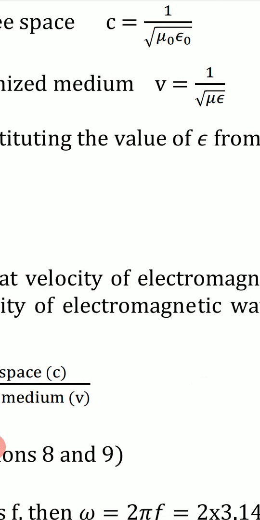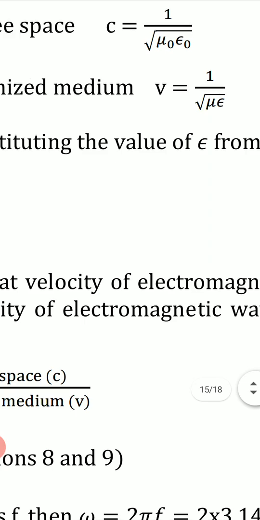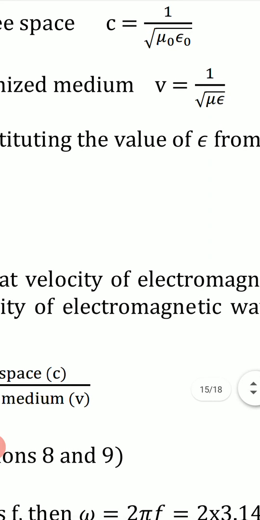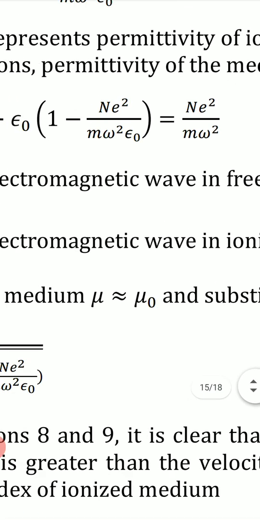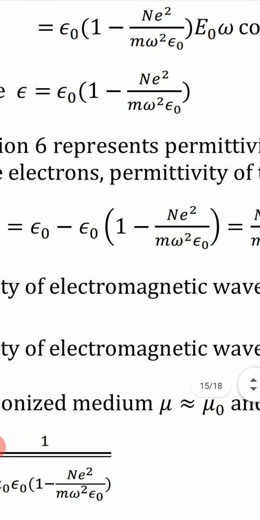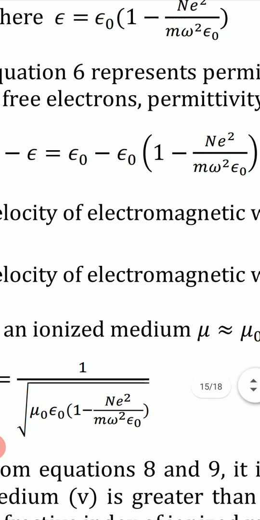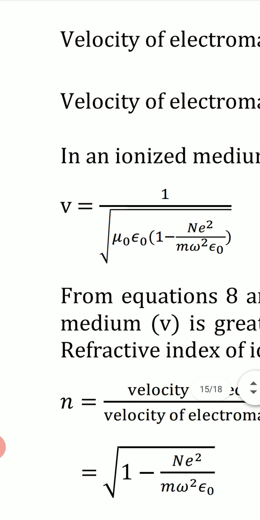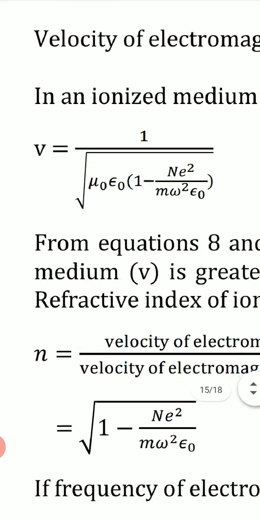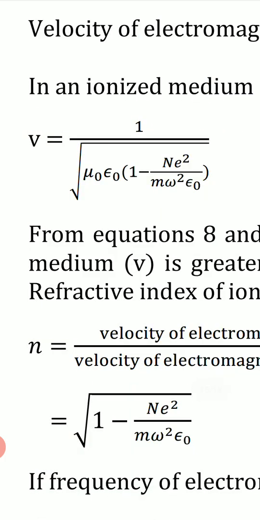mu 0 is written for mu, and for epsilon we use this relation epsilon equal to epsilon 0 into 1 minus n e square upon m omega square epsilon 0. Then velocity of electromagnetic wave in ionized medium becomes 1 upon under root mu 0 epsilon 0 into 1 minus n e square upon m omega square epsilon 0.